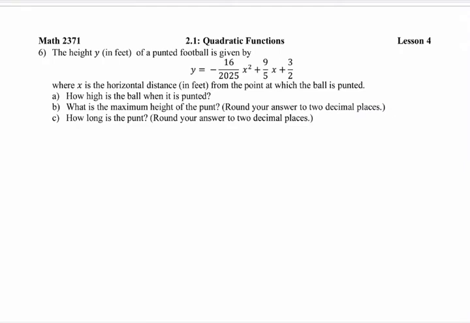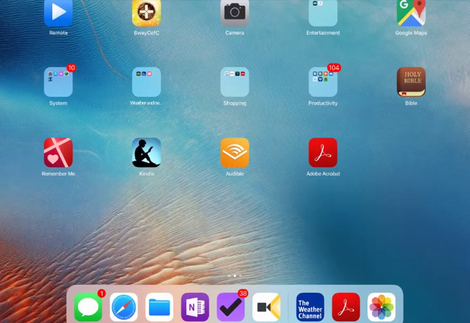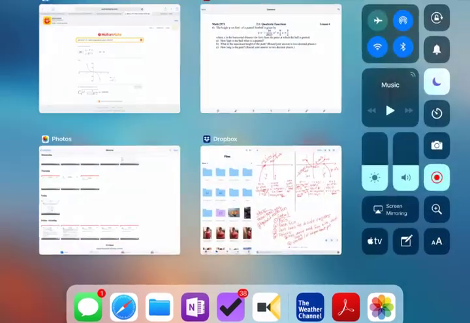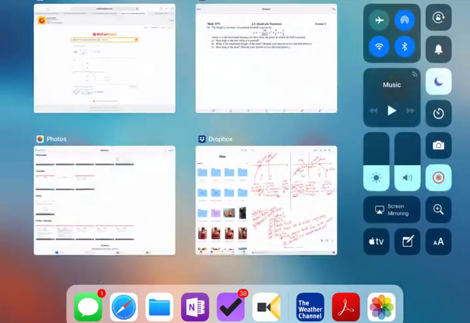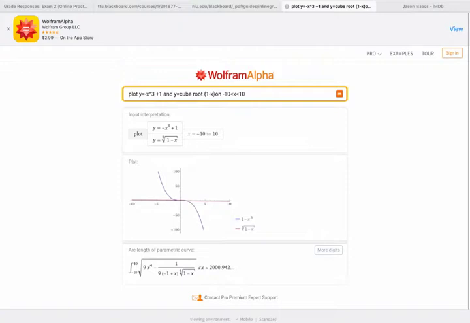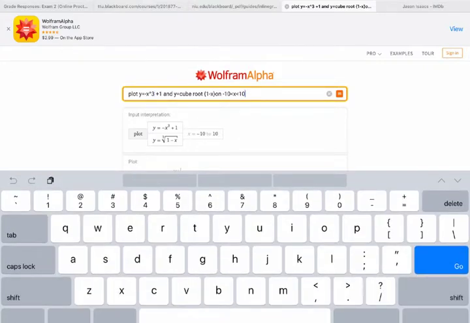Now this is a physics word problem. Okay? The easiest way is for us to do this with technology. So that's what we're going to do. I'm going to save this so that I'm not writing on the board. I'm going to go out here, go to Wolfram Alpha, and I'm going to go right here.